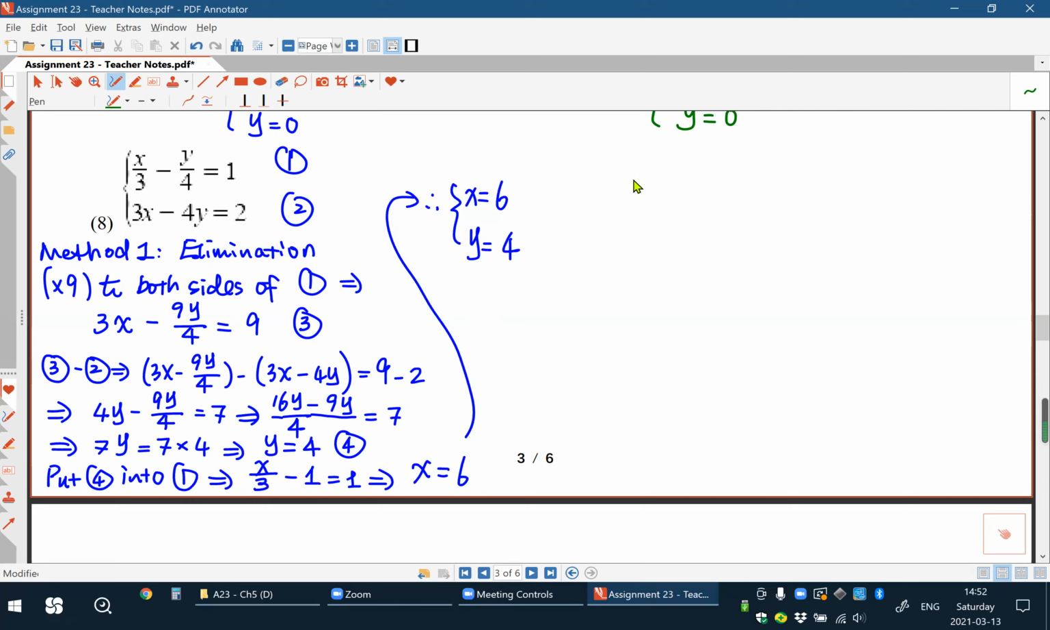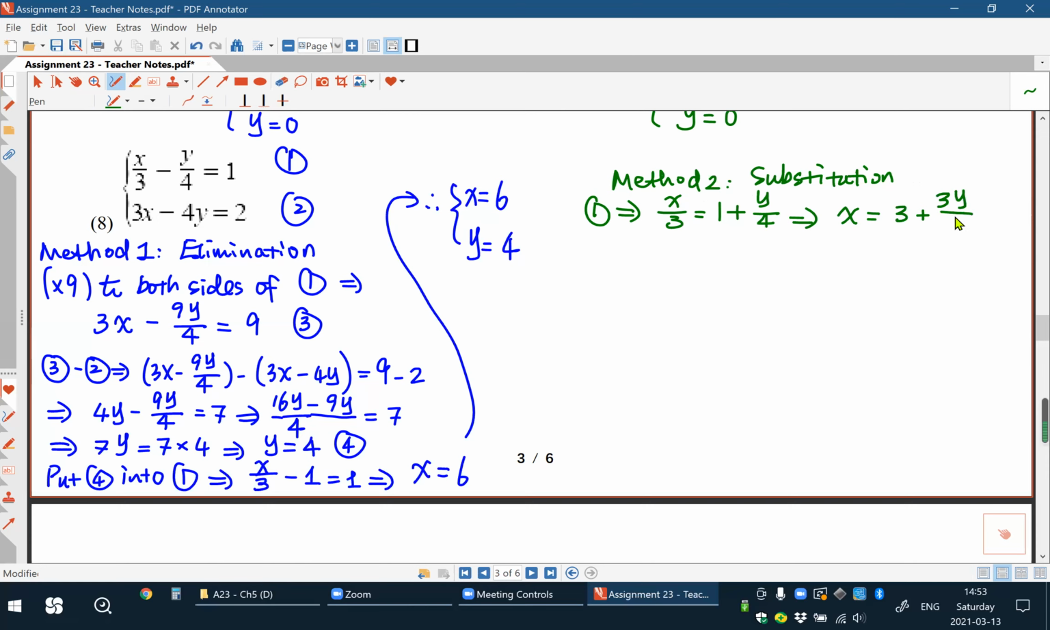All right, if you don't have any questions, let's have a look at method 2, substitution. Okay, we can solve x in terms of y or y in terms of x, right? So let's start from equation 1. x over 3 is 1 plus y over 4, right? And that means x is 3 plus 3y over 4. So let's call this equation A.